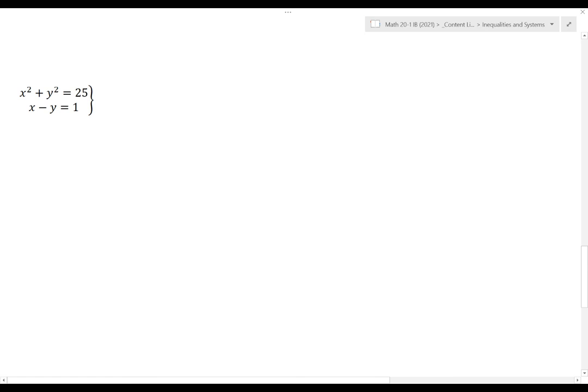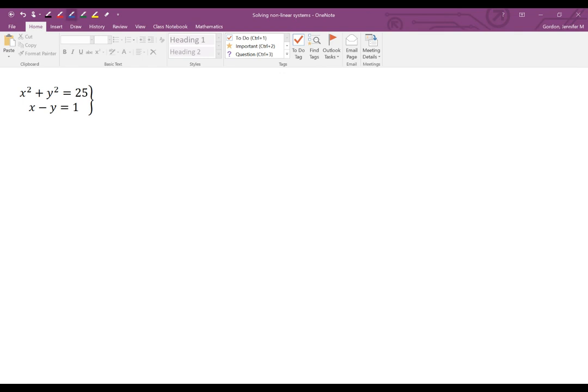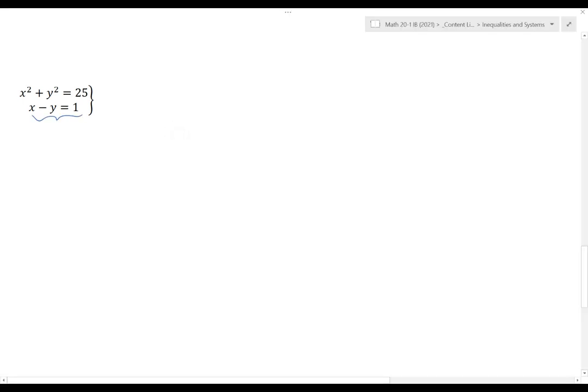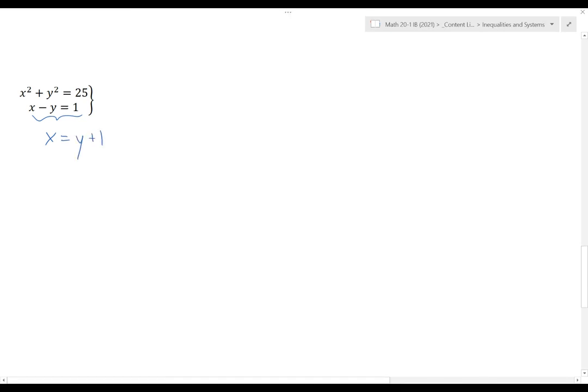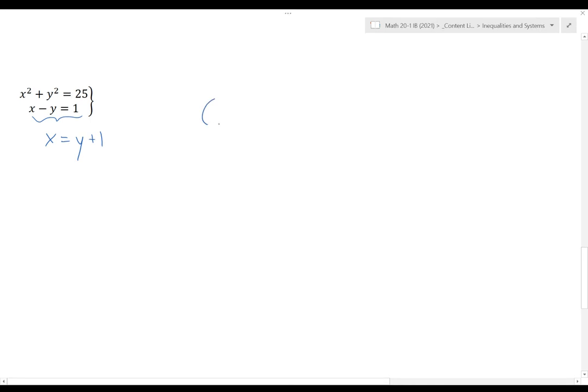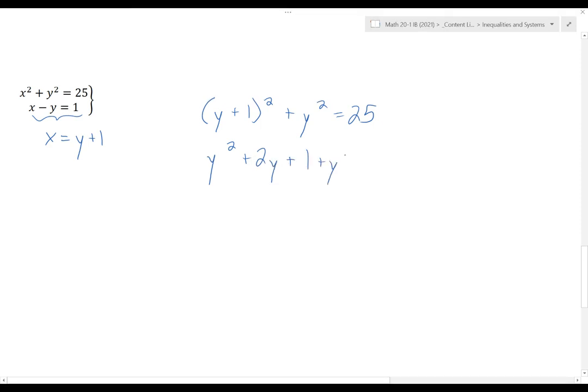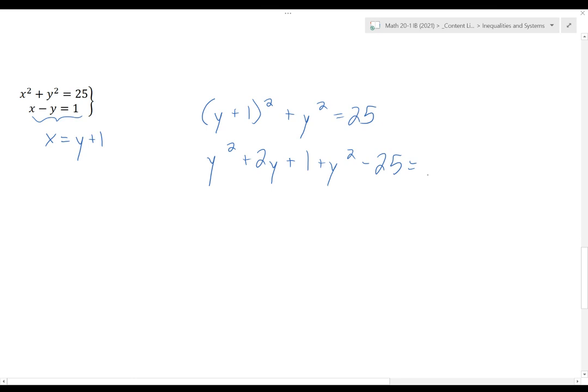Again, you can have 1, 2, or 0 intersection points because we are going to end up with a quadratic equation. But here I can't just use y equals y, I'm going to have to use a substitution. So I'm going to take this linear equation and isolate either one of the variables, doesn't matter which one. So let's say x equals y plus 1. So x equals y plus 1, and then I substitute that into the first equation. So I have (y plus 1) squared plus y squared equals 25, which means when I distribute, y squared plus 2y plus 1 plus y squared minus 25 equals 0, or 2y squared plus 2y minus 24 equals 0.